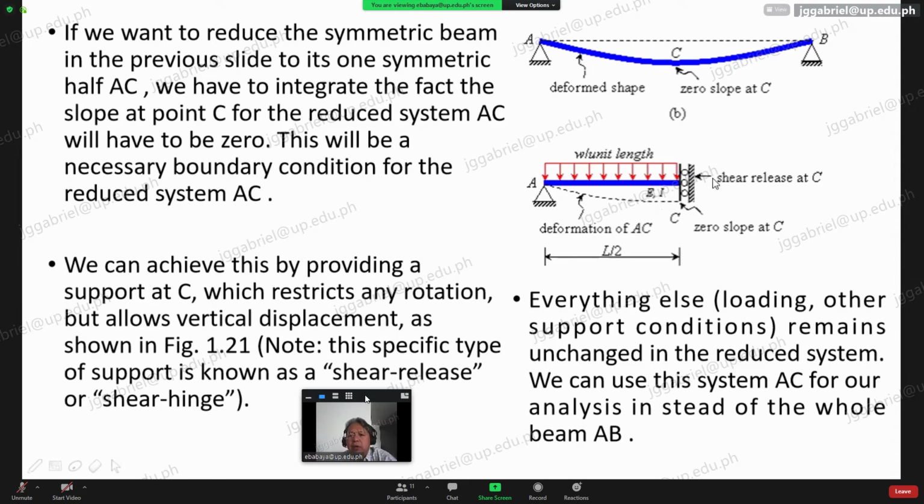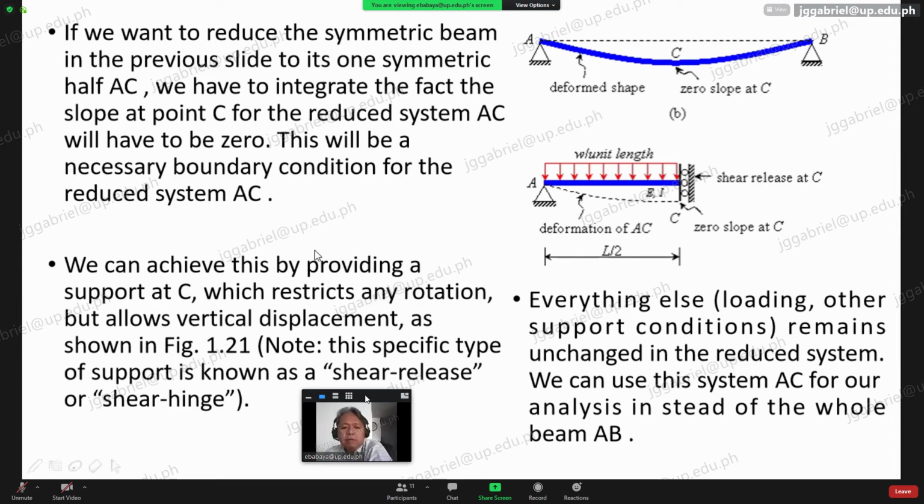No? You have a shear release in here. So meron kang shear force at this point. No? But you should have a 0 slope at C. Okay? Meron kang, you have to represent that, no? Now that's why you will have a roller as a representation of that, so that your beam will not rotate in here, no, when it reaches the maximum deflection.